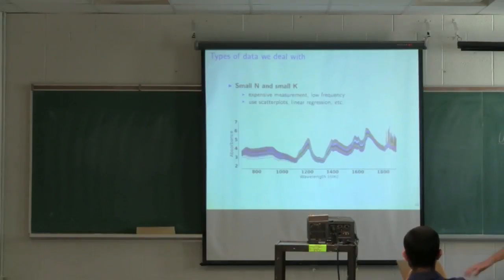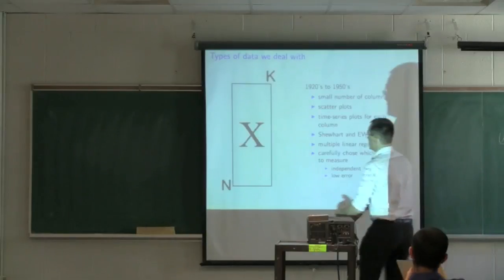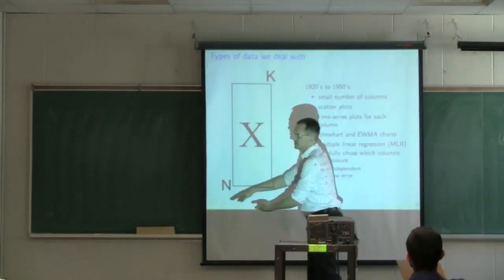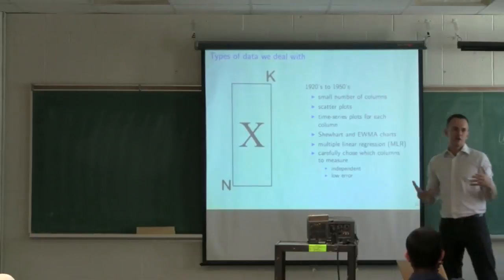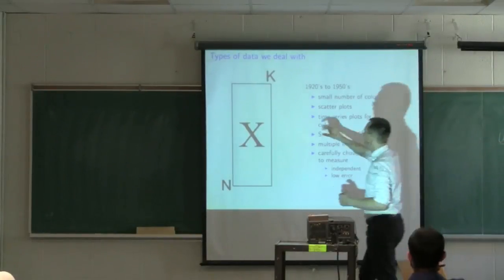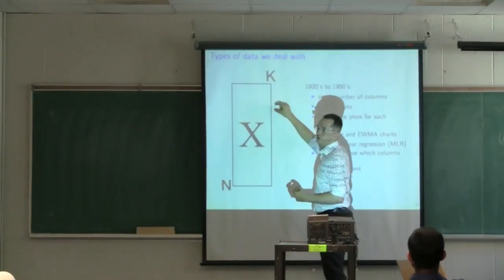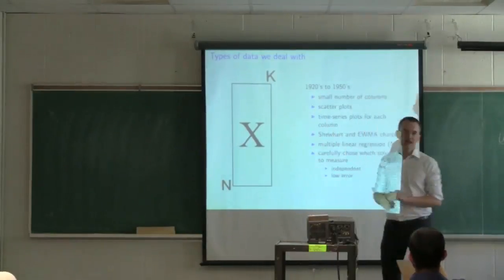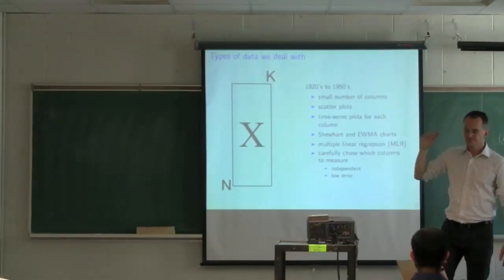And you generate, just to go back here, small K, but N can be pretty large. So N is your number of rows. If you're on a chemical process, every row is a new sample in time. Maybe every hour, the person takes a new set of readings from the process. So N can be arbitrarily long.